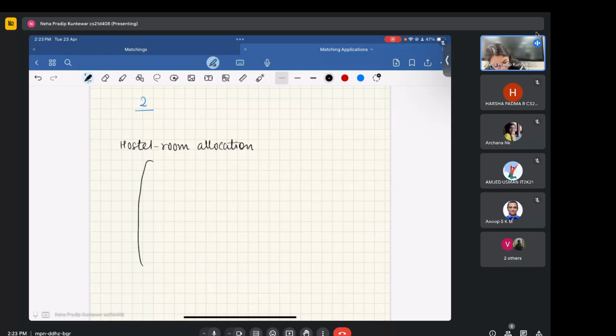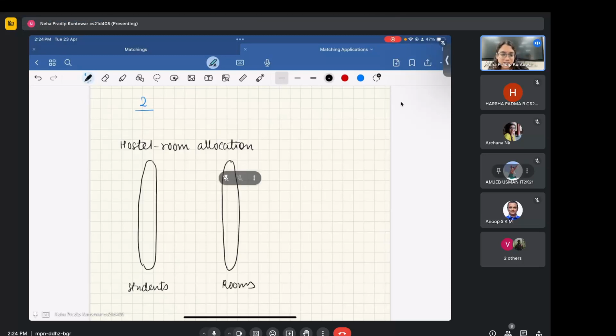So on one side, you have students, and on the other side, you have, let's say, a set of rooms. So let's say these are a bunch of students who have newly come to a college, and they're going to be allocated some rooms in the hostel. And now the thing is, we're going to ask them for preferences.